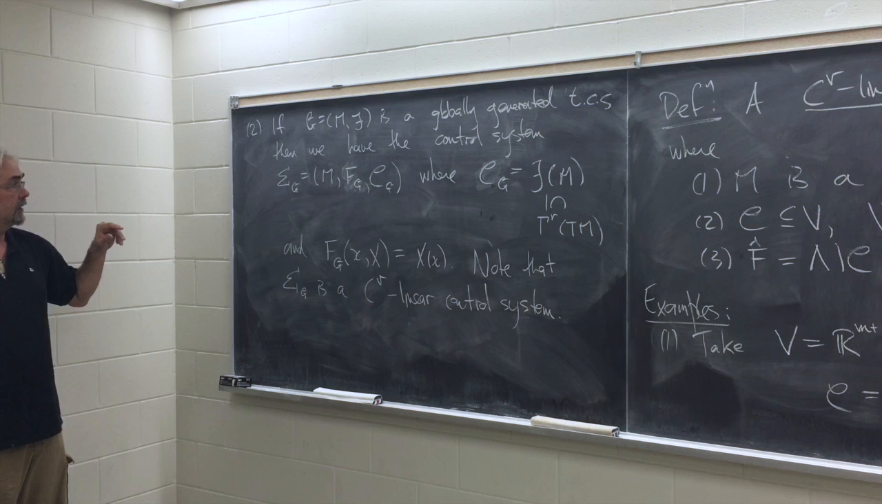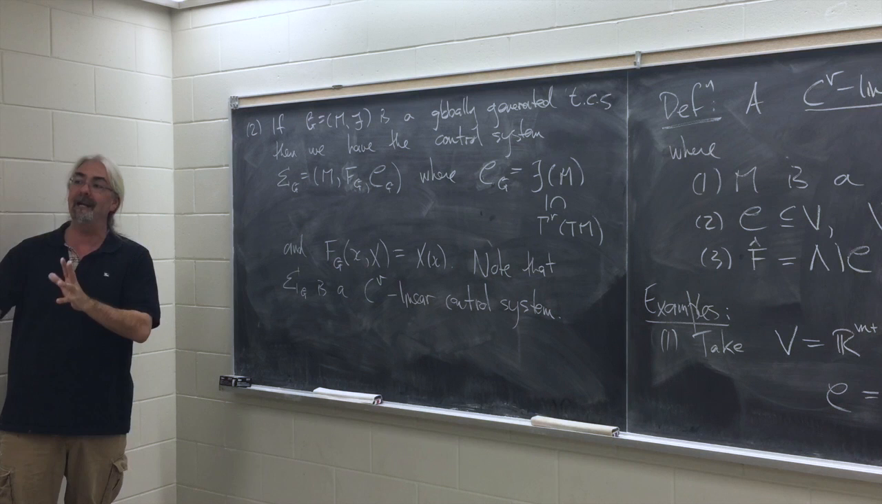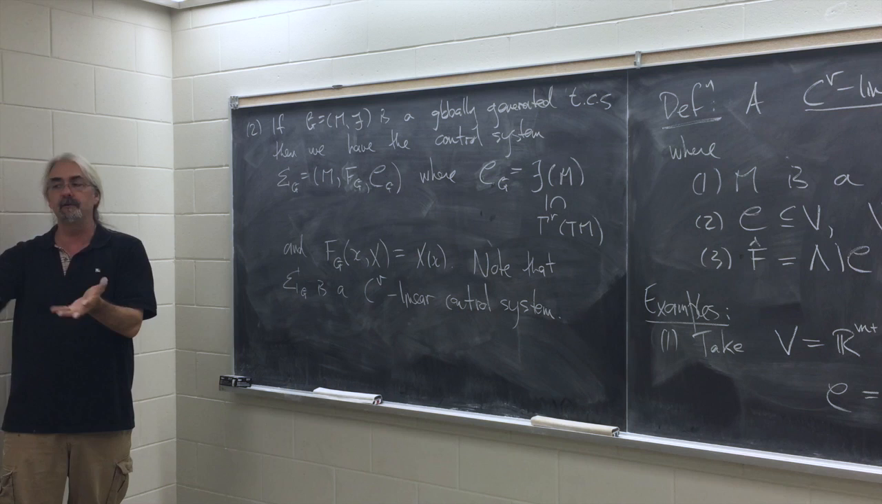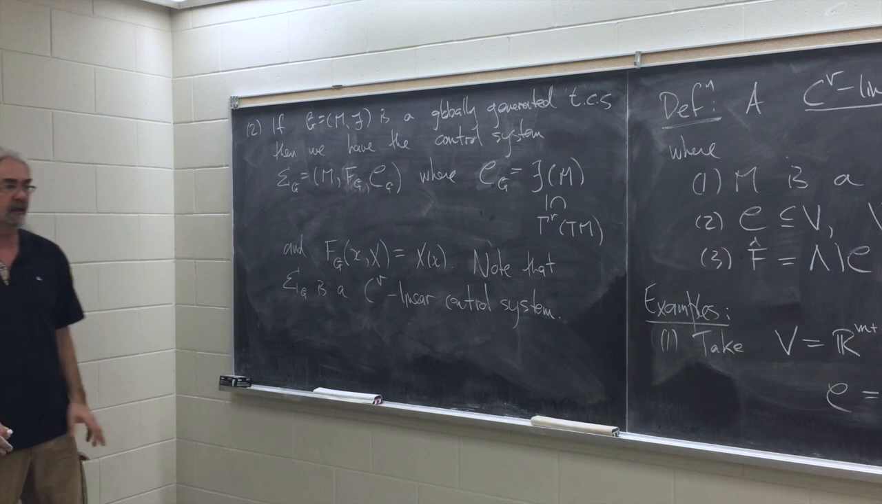You take the tautological control system associated with it, which will be globally generated. So you have a way of going from an arbitrary system to a linear control system. But now the control set becomes infinite dimensional. The question you then have to ask is whether there is any useful correspondence between those in the sense of trajectories. That's one of the things we're going to talk about. But I was thinking of a more direct construction here.